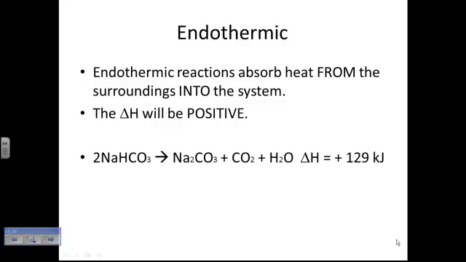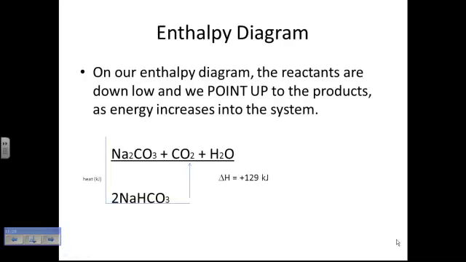Our complete correct answer for our thermochemical equation for the decomposition of sodium bicarbonate is shown in the last sentence of our slide. 2 moles of sodium bicarbonate decompose to form 1 mole of sodium carbonate, 1 mole of carbon dioxide, and 1 mole of water. This process absorbed 129 kilojoules of heat.